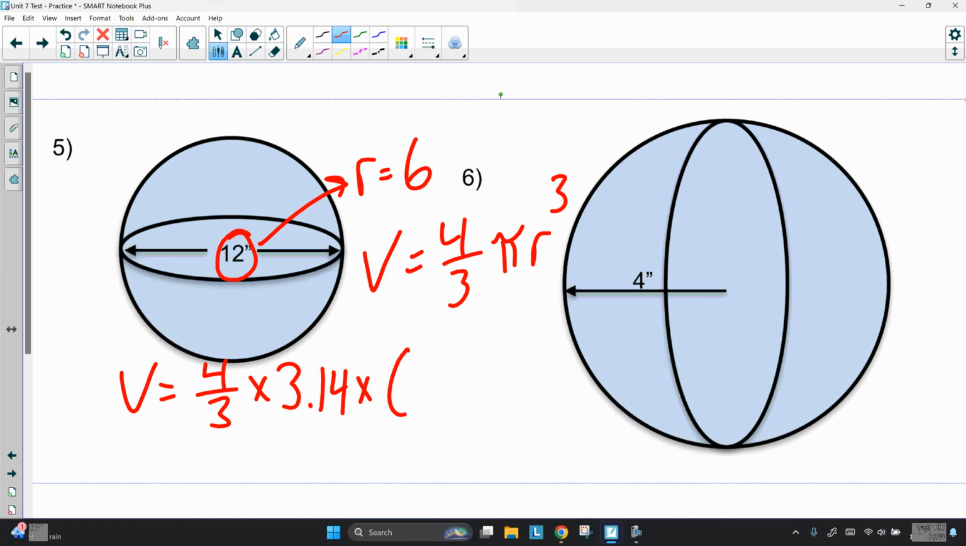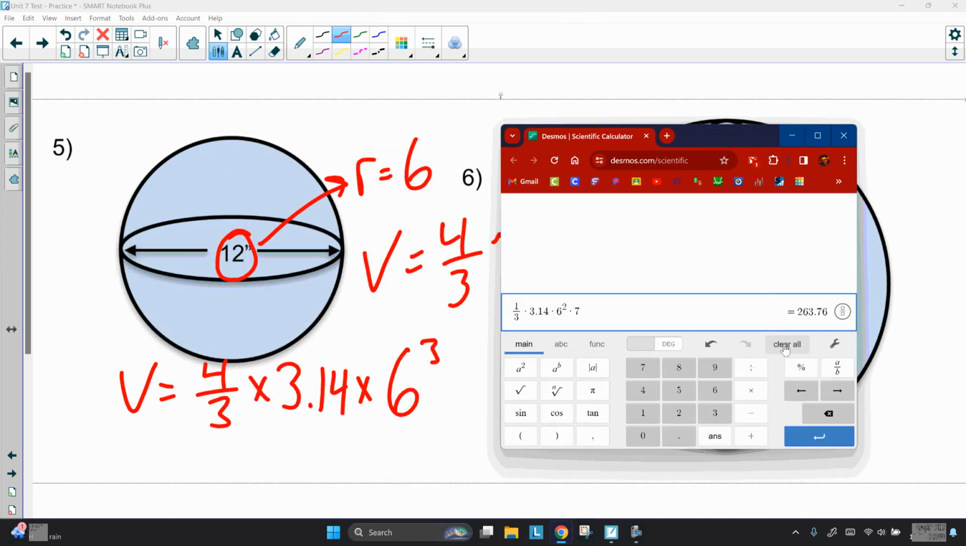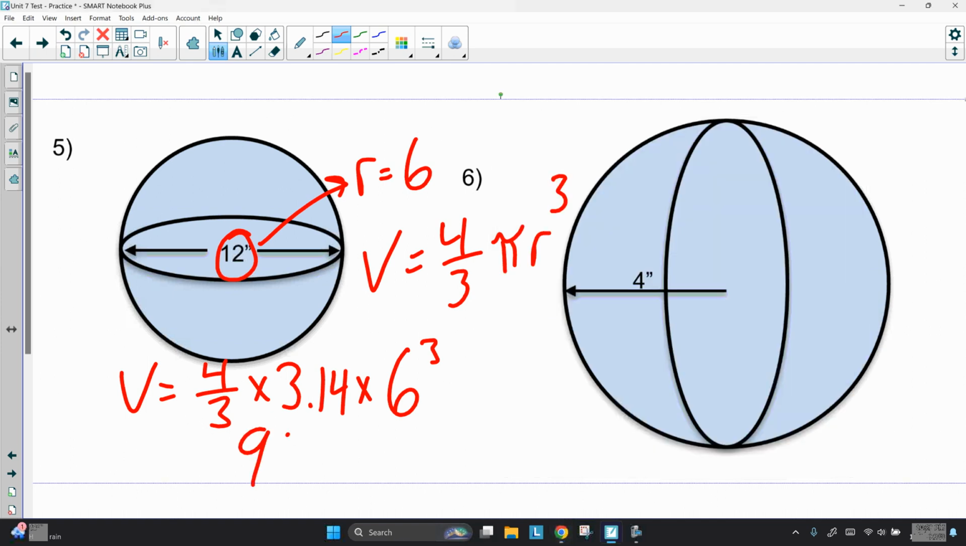And again, pull up your calculator. I'm going to clear all this and go straight to 4 divided by 3 times pi, which is 3.14 again, times the 6 raised to the 3rd. 904.32. 904.32 is going to be the volume for this sphere. Again, it is inches cubed.